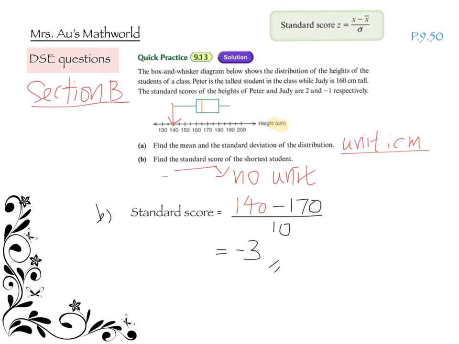In the real DSE question for section B, part A, this one is usually exactly the same thing. And then part B may be asked as some sort of MC, okay? In a conventional question, part B will be more difficult, but don't worry, we still have time to tackle them later.